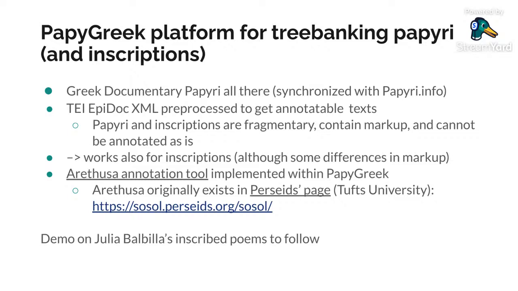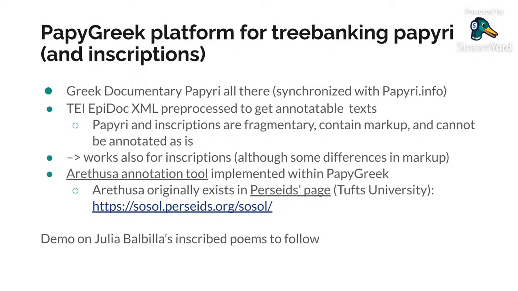So we have the Greek documentary papyri there already, so it's synchronized with papyri.info. And there the TEI EpiDoc XML, which the papyri.info papyri are in, are pre-processed so that we get text into annotatable form. Papyri and inscriptions are both fragmentary. They contain markup showing what's fragmentary and what's supplied and so on. And that's why they cannot be annotated as they are. So they need to be pre-processed.